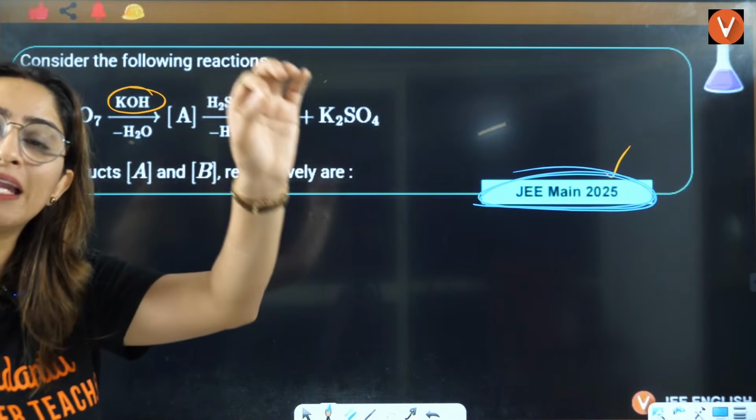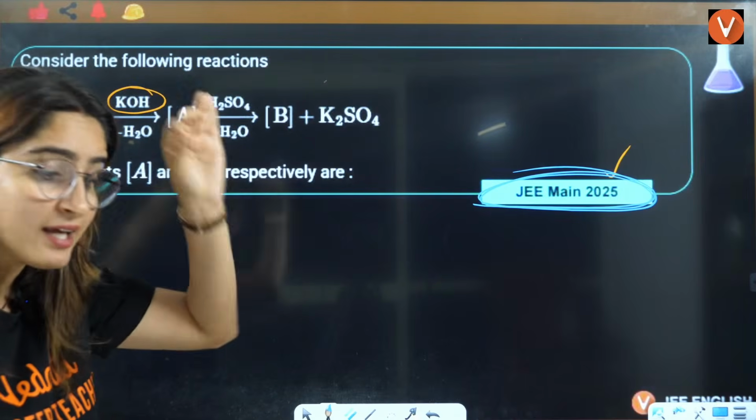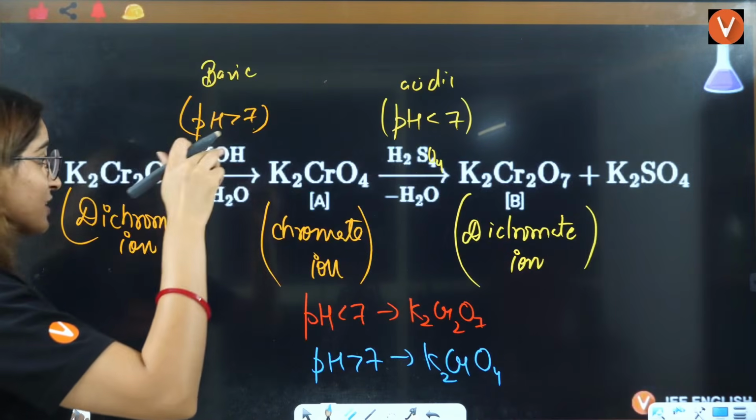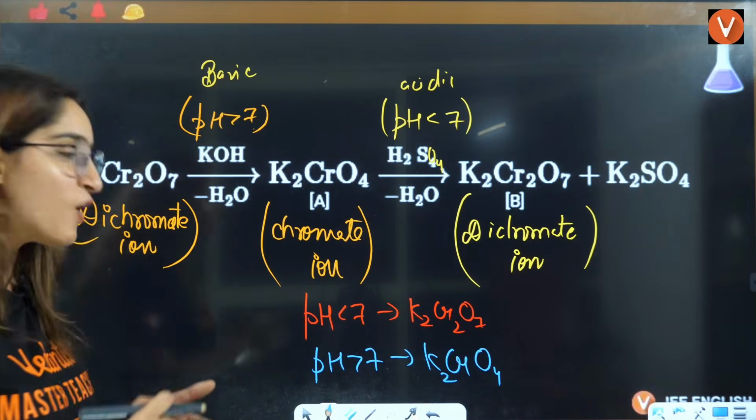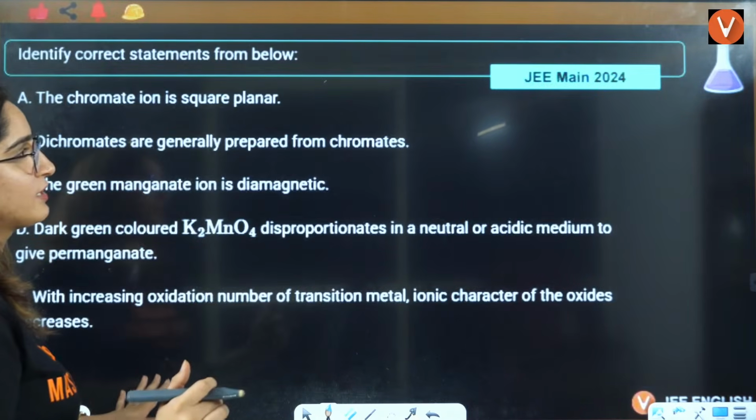One point, very important: pH sensitivity. I have written this for the fourth time in this particular lecture. So it's very, very important.